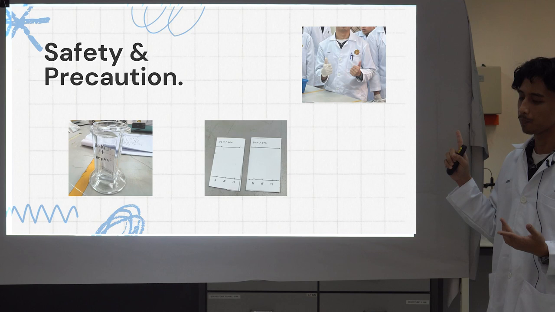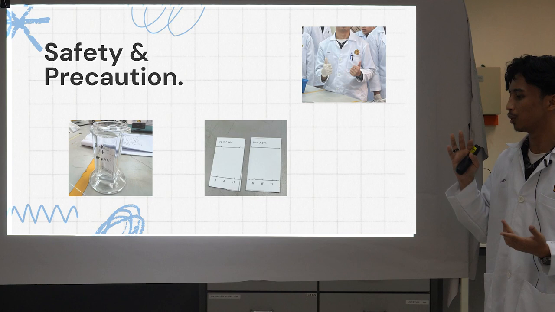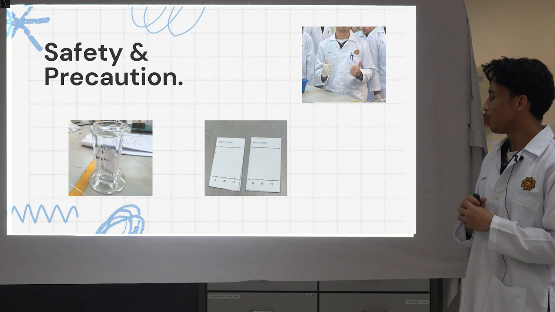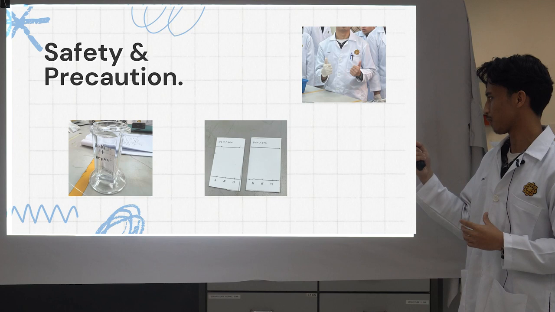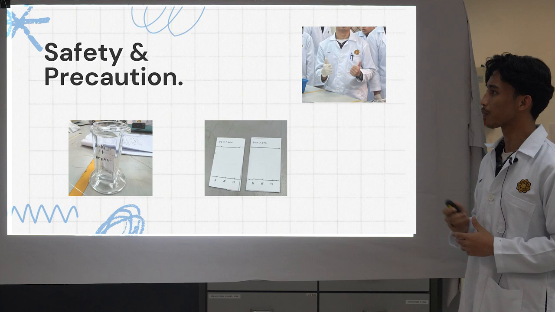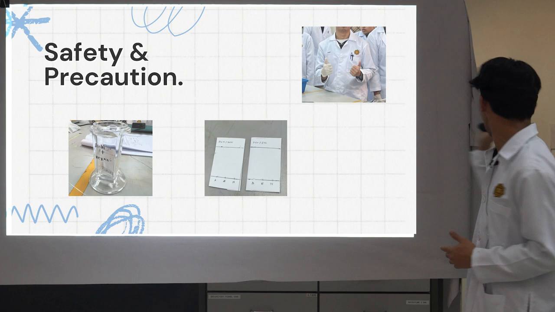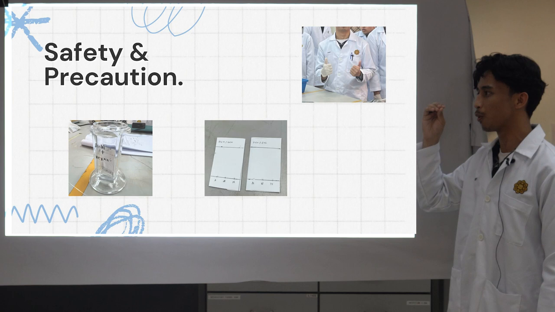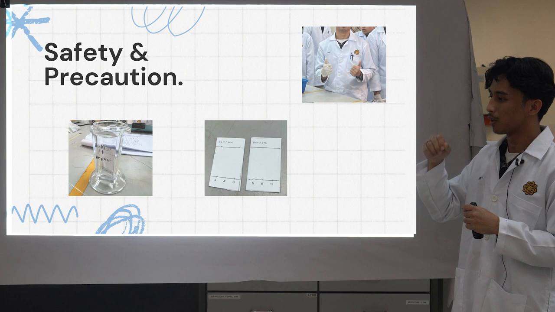And next, when we need to drop the solvent on the TLC plate, we need to drop only a little drop, because we don't want to make the spot bigger, as that will affect our result and our calculation. And next, when we put it in the developing chamber, we need to put it slowly so that the solvent inside does not splash on the plate.